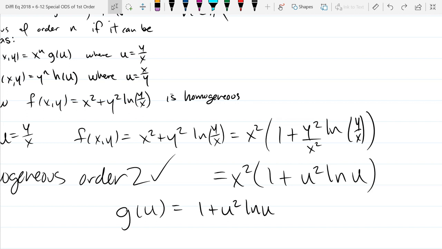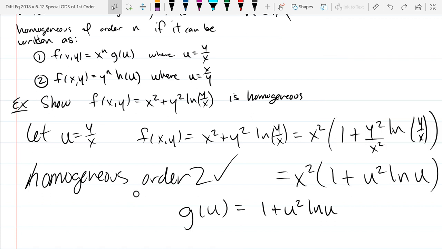It has u's in it. Or another way to think about this is, there's kind of a balance of x's and y's. If I didn't have this ln in here, it's pretty clear that x and y act the same. So in this case, I can just factor out an x squared or a y squared and go either way to show that it's homogeneous. Basically, it means x and y act in a similar way. Specifically, it means you can rewrite it in exactly this form here.